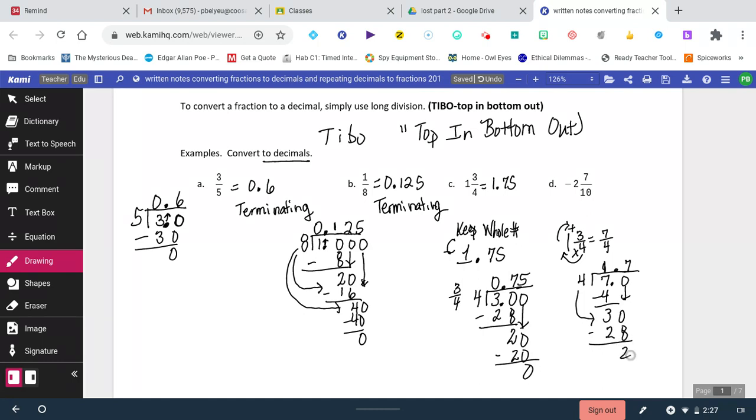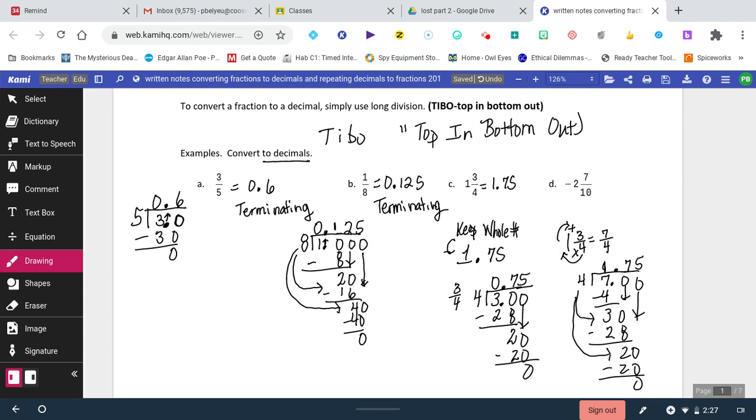After you subtract, you're going to bring down another 0. How many groups of 4 could you get out of 20? That would be 5. So again, you're at 1 and 75 hundredths. So you can either keep the whole number and just T-bow the fraction part, or you can convert the mixed number to an improper fraction and T-bow that improper fraction. It's totally up to you.